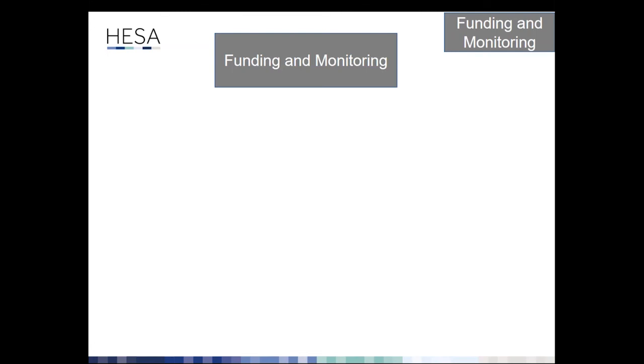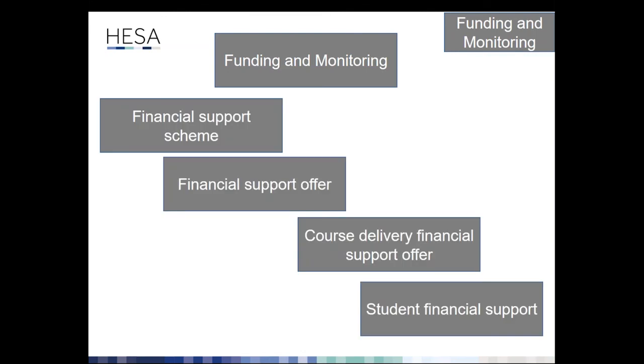You've got the financial support scheme. So this records the type of scheme that's being returned. So it might, for example, say disabled students allowance. You then have the financial support offer, which is a specific offer of that financial support scheme to students. So it is a similar relationship again to what we've talked about between course and course delivery and module delivery, in that the financial support scheme is persistent over time, whereas the financial support offer is a specific offer of that to students.